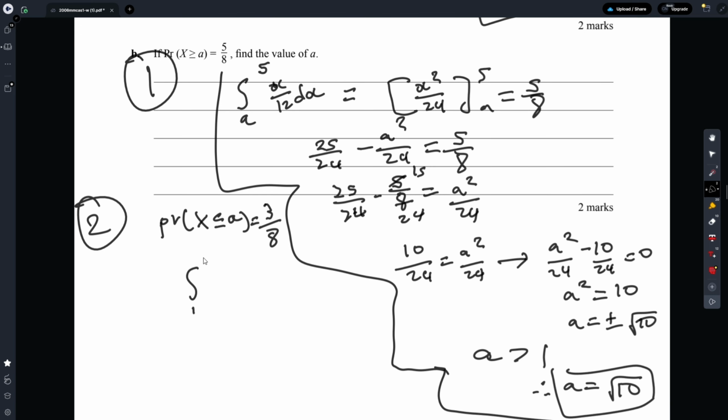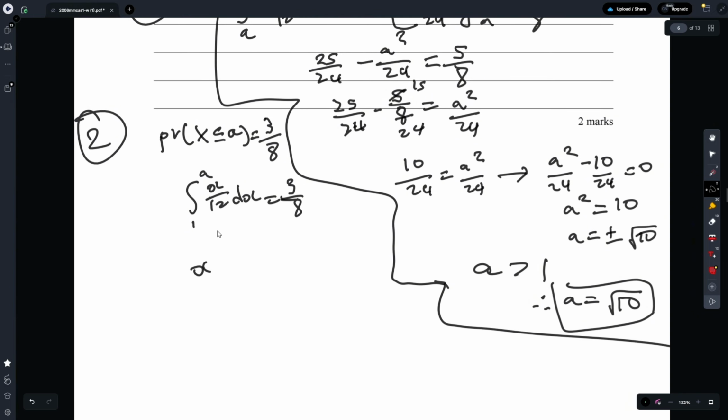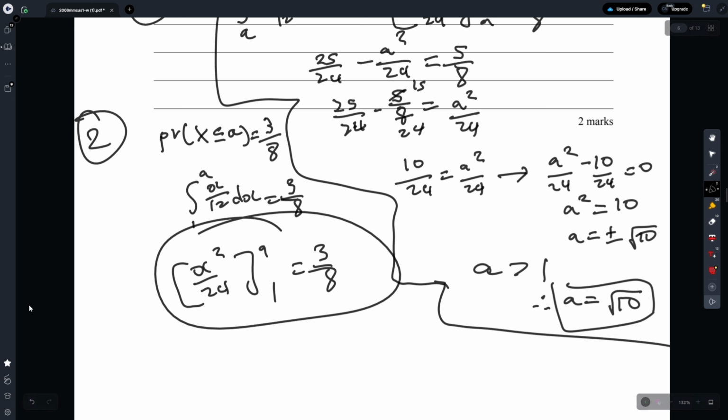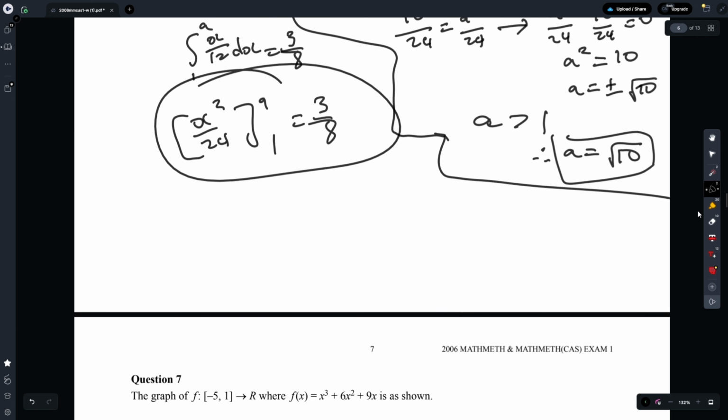And that's just from 1 to a, just do the same thing again. I'm just integrating. But basically, you get the point. You'll end up with the same answer if you do it this way. Okay, a very nice question indeed.